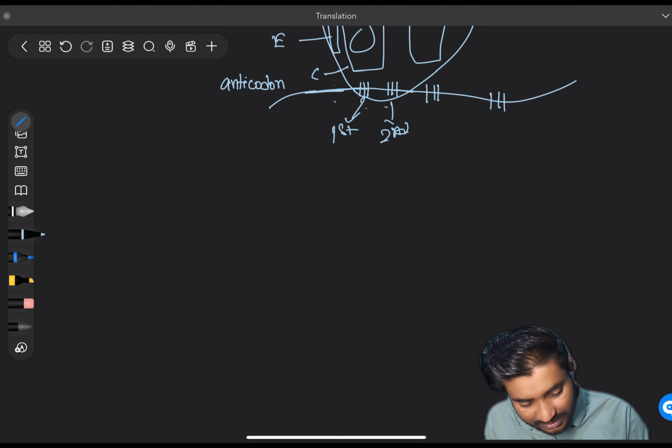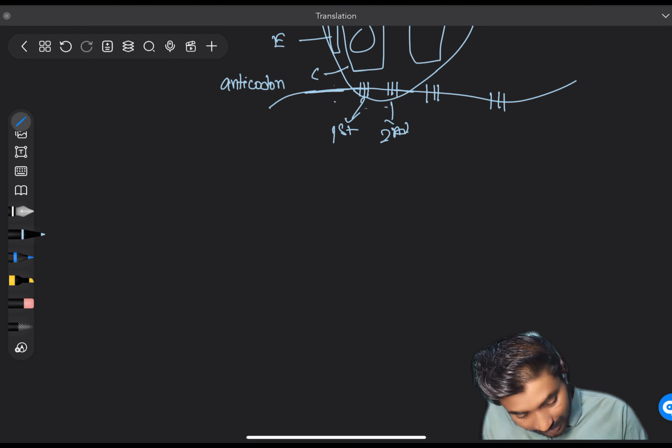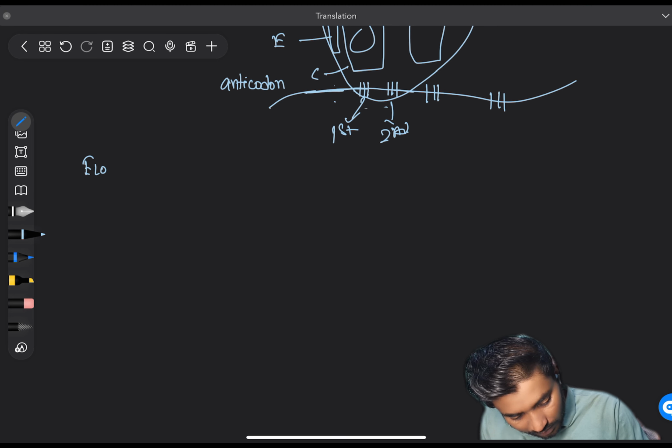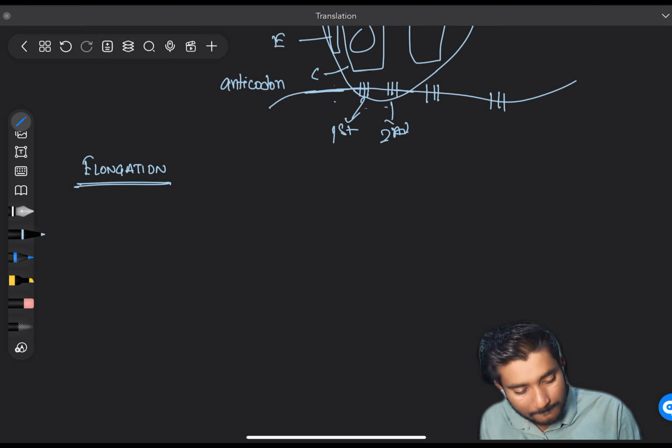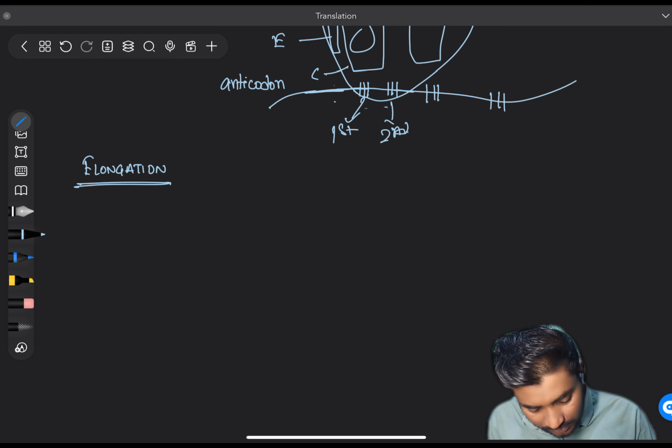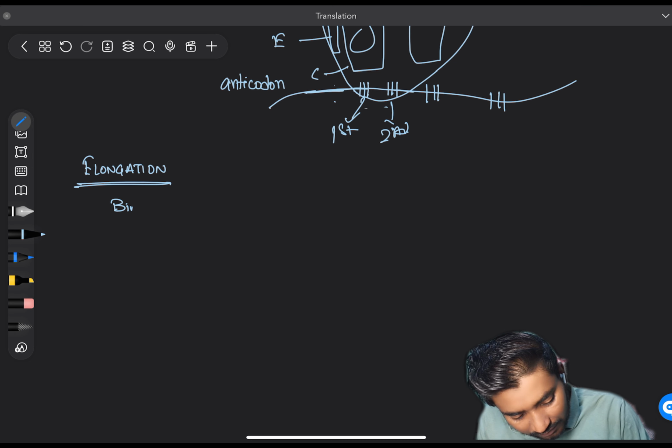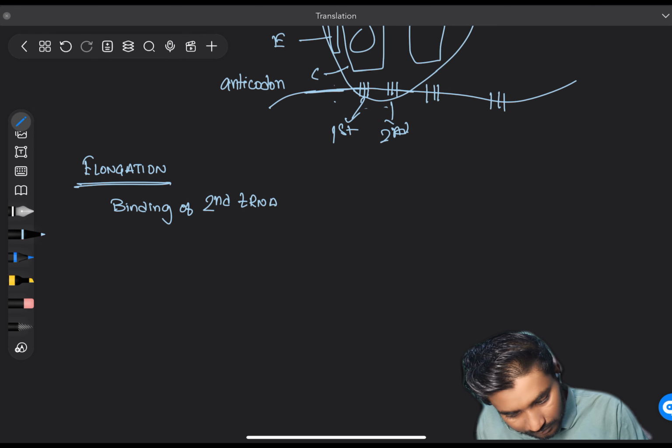Now what comes to the next part is elongation. So in elongation, binding of the second tRNA at the A site.